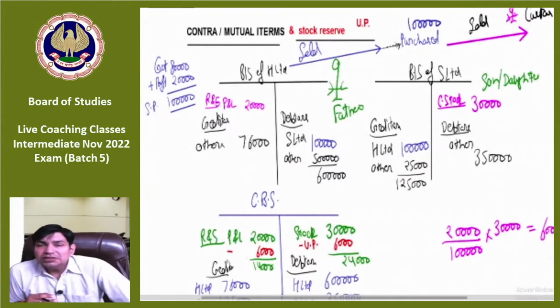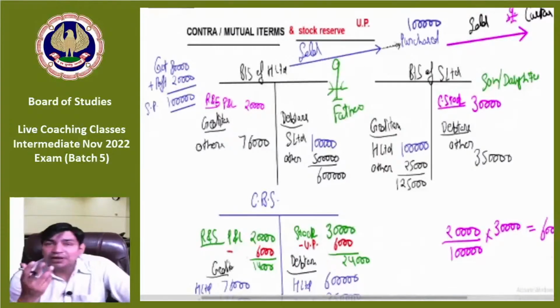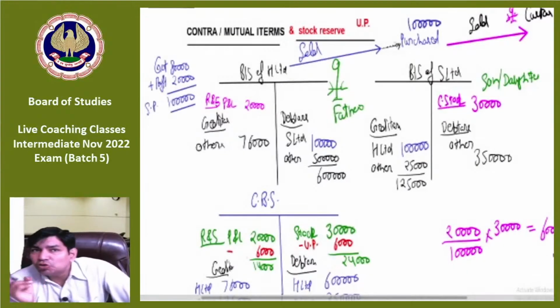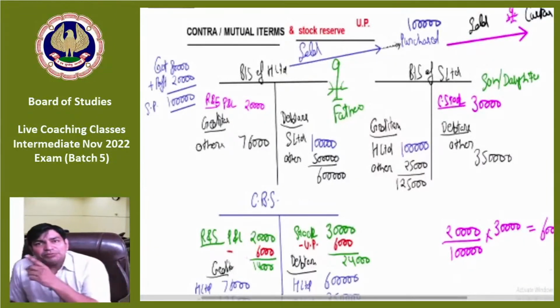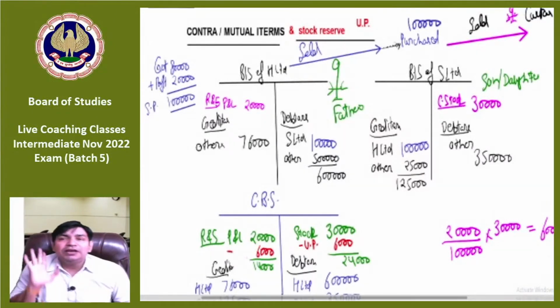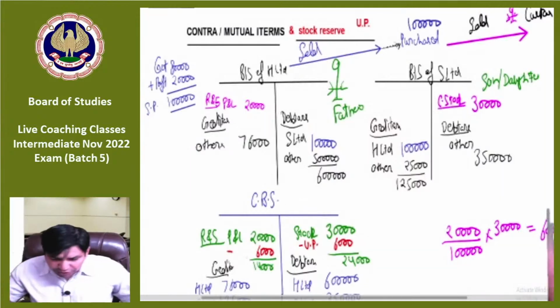Okay, beta. Sir, there may be other case. Yes, otherwise case may be there. That will be called upward. If subsidiary company has sold to holding company, that will be called upward. In that case also, we have to remove the unrealized profit from subsidiary company's profit and from stock of holding company. Anyways, let's do a question.